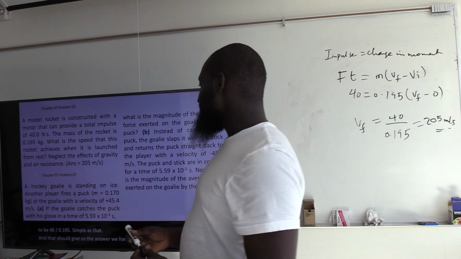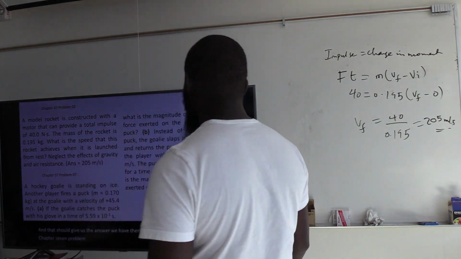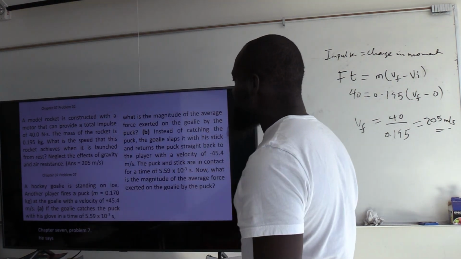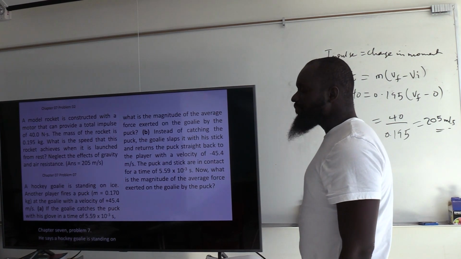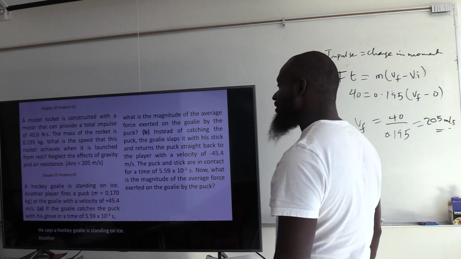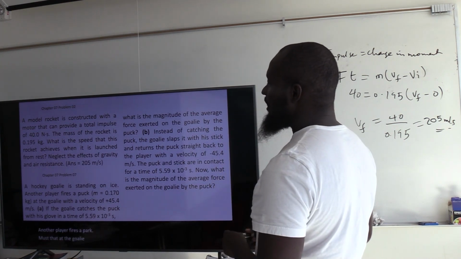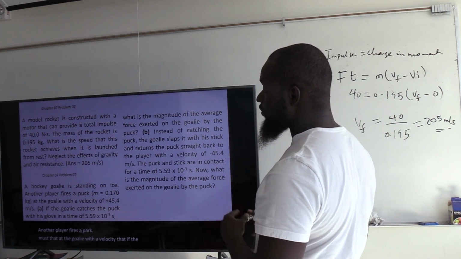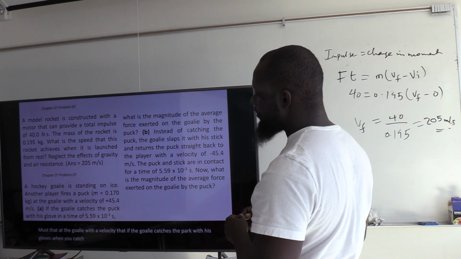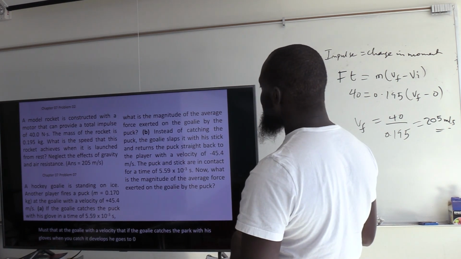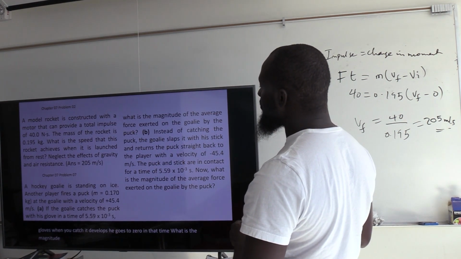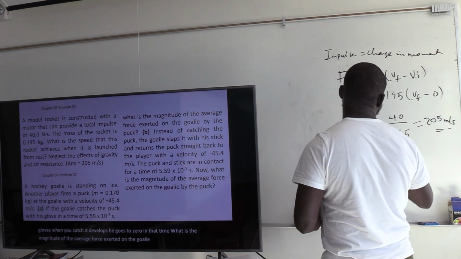Chapter 7, problem 7. A hockey goalie is standing on ice. Another player fires a puck, mass given, at the goalie with a given velocity. If the goalie catches the puck with his glove, the velocity goes to 0. In that time, what is the magnitude of the average force exerted on the goalie by the puck? Okay, so let's take a look at that.